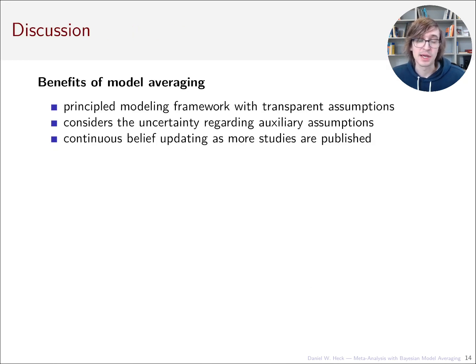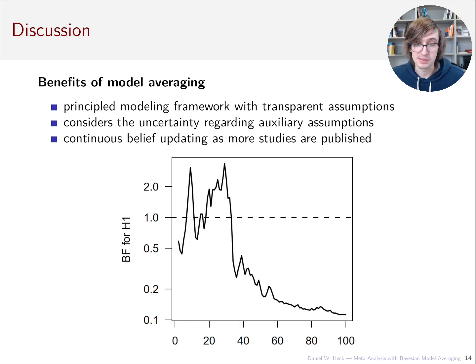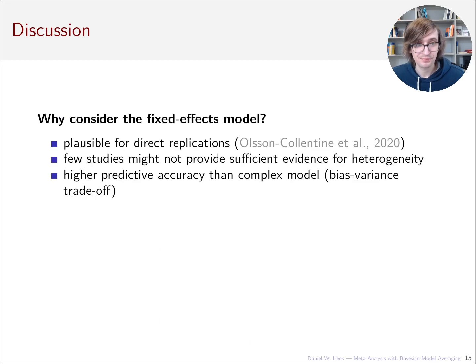So what are the benefits of this approach? I think it's very nice because it's principled, the assumptions are very transparent, and we consider the uncertainty regarding auxiliary assumptions. And you can do it sequentially. So you can continuously update your beliefs as more studies are published. This is shown here. On the x-axis, you accumulate studies, you can update your meta-analysis, and this is what usually happens, that more and more studies come in.